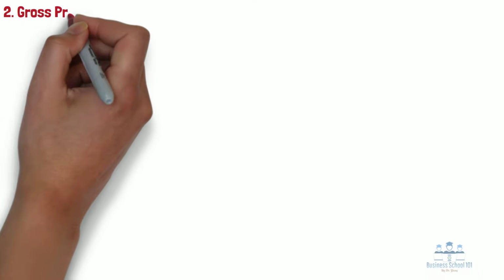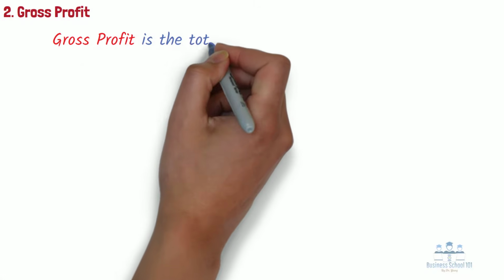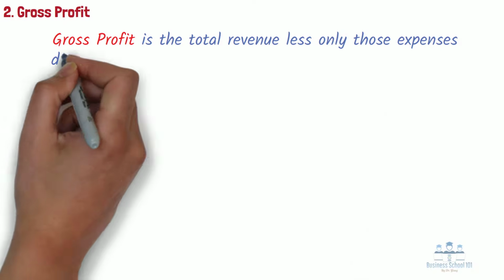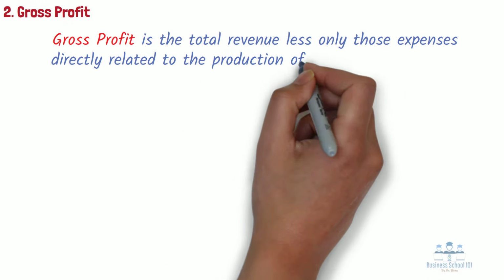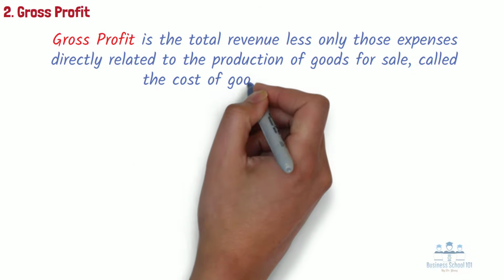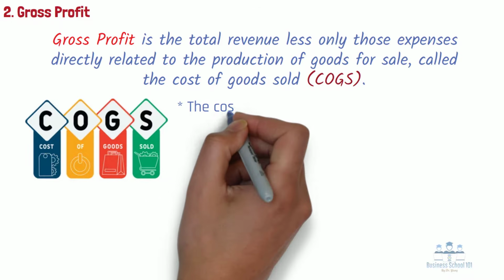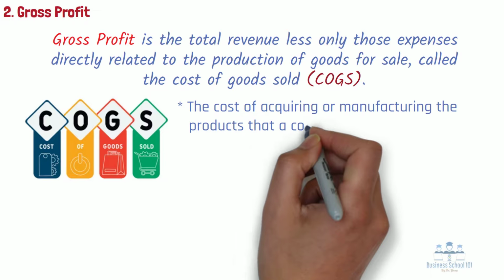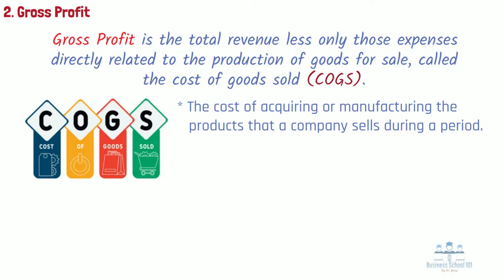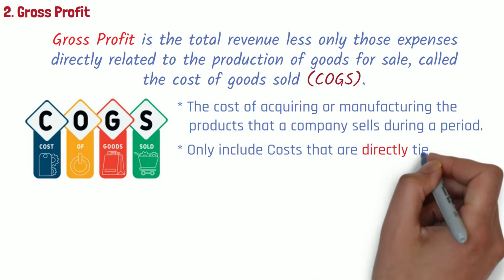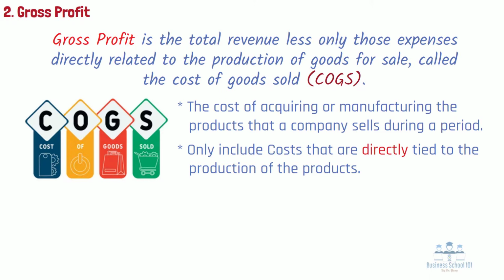Section 2. Gross profit. Gross profit is the total revenue less only those expenses directly related to the production of goods for sale, called the cost of goods sold, or COGS. Please keep in mind that the COGS is the cost of acquiring or manufacturing the products that a company sells during a period, so it only includes costs that are directly tied to the production of the products, including the cost of labor, materials, and manufacturing overhead.